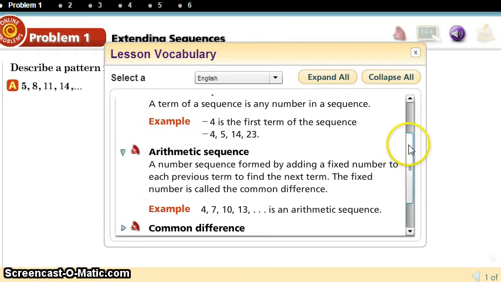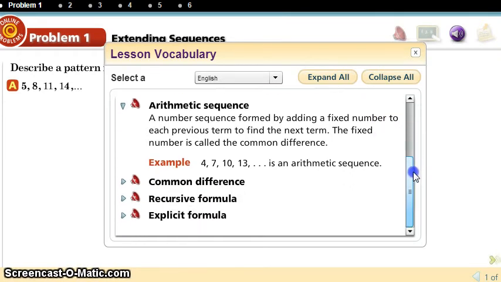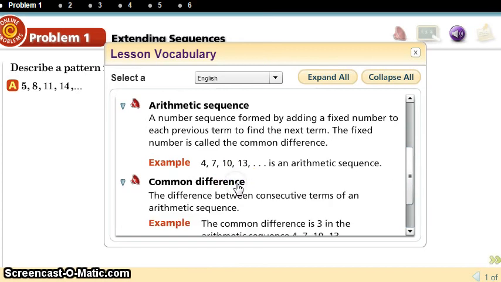And I'm actually going to go ahead and bring that definition up as well so you can see these side by side. But the common difference between consecutive terms of an arithmetic sequence. So that's what it's talking about up here. The number that you're using every single time to advance from one term to the next is a common difference. If you have a common difference, then you have an arithmetic sequence. If you have an arithmetic sequence, then you will have a common difference.